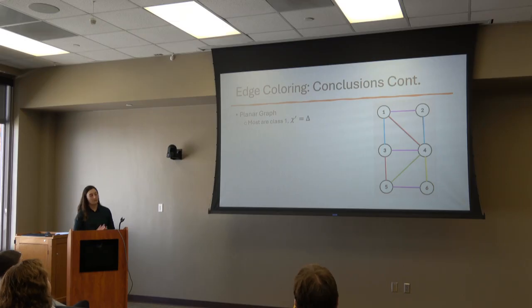And finally, our planar graphs. There's not a specific theorem applying to planar graphs that our textbook covered, but they just said that most are class 1, and this graph here is a planar graph, and vertex 4 has a degree of 5, and we only needed 5 colors, which it also means is class 1.